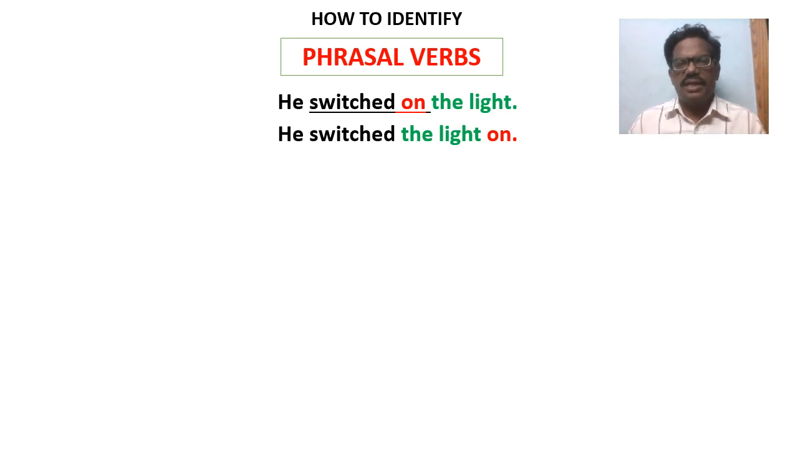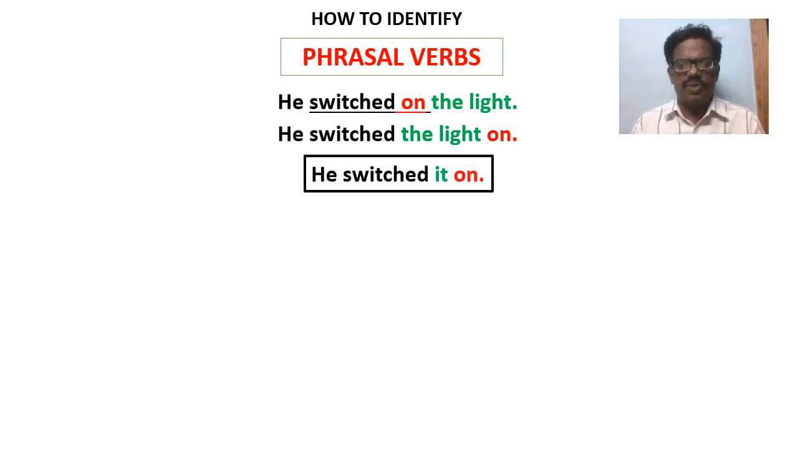So whenever the particle can be separated and can be placed after the object, then the multi-word verb concerned is called a phrasal verb. So here the multi-word verb switched on is called a phrasal verb. In case of phrasal verbs, when the object is a pronoun, then the object, I mean the pronoun, always precedes the particle.